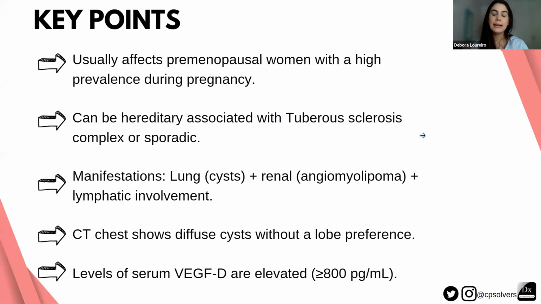Going to the end of my presentation here, I had some key points that I want everyone to remember. Normally it's for a young person, premenopausal, and has a high prevalence in pregnancy. It can be hereditary, associated with tuberous sclerosis complex, or sporadic. It can have manifestations in the lung, cysts, renal, that could be angiomyolipoma, and a lymphatic involvement.